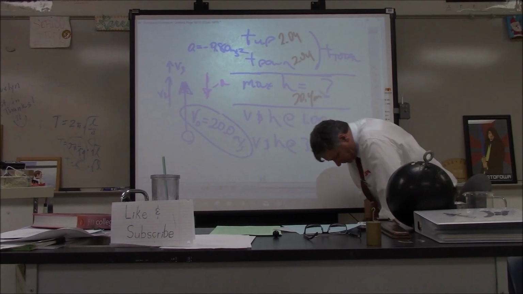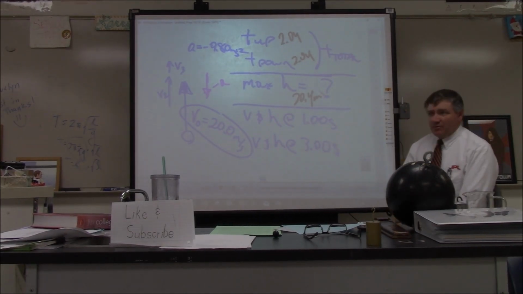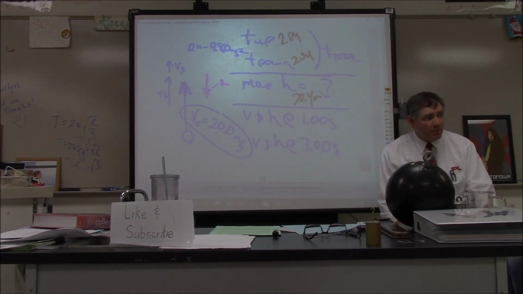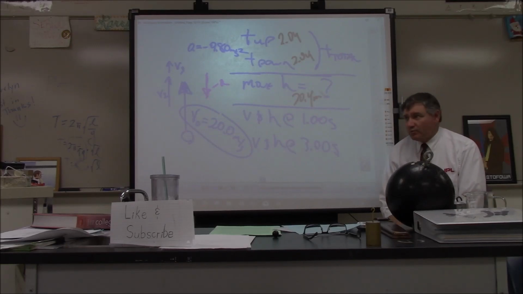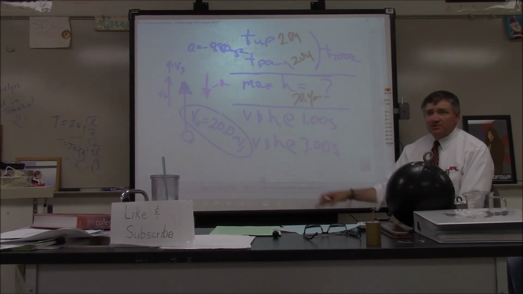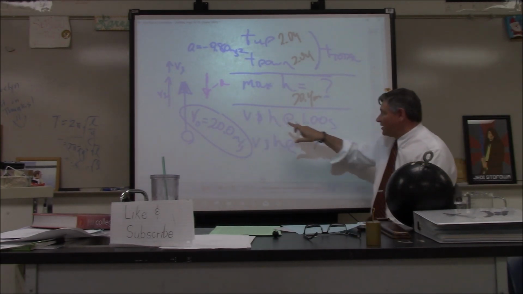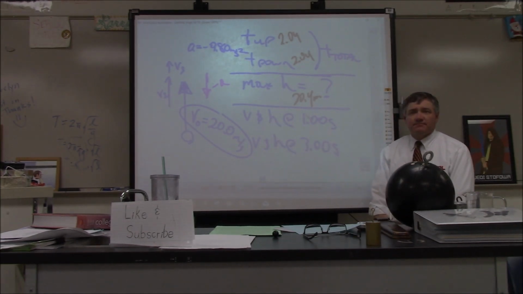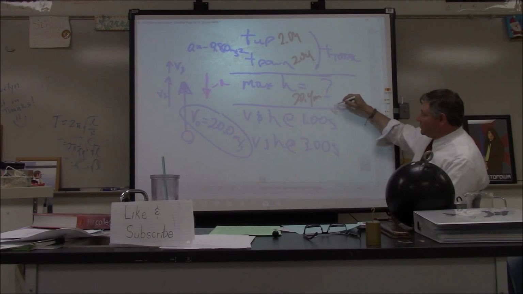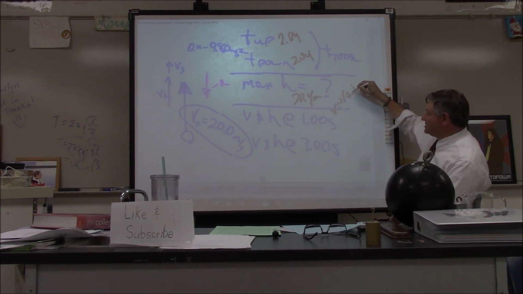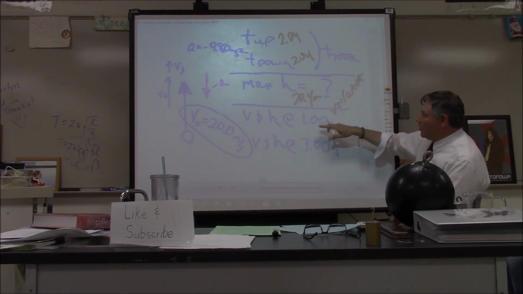So, the velocity and height at 1 second. There is only one way to work these two problems. You don't have another option. What's the only way that you can figure the velocity at 1 second? V equals V naught plus AT. That is the only way to work this.